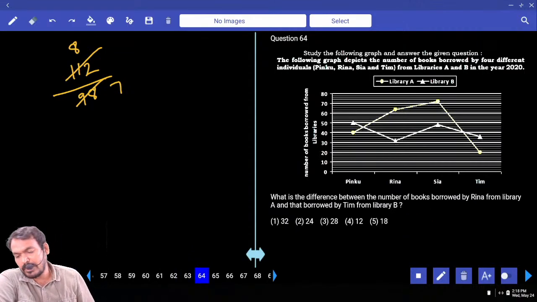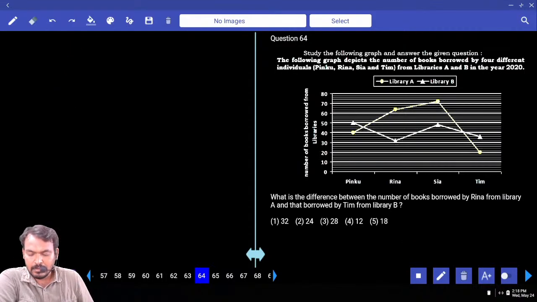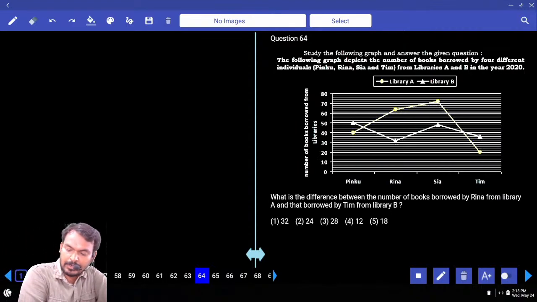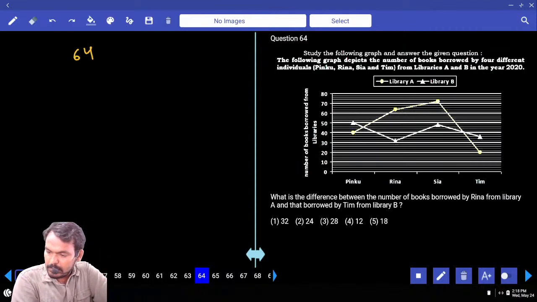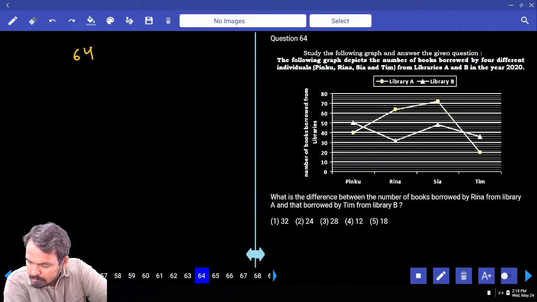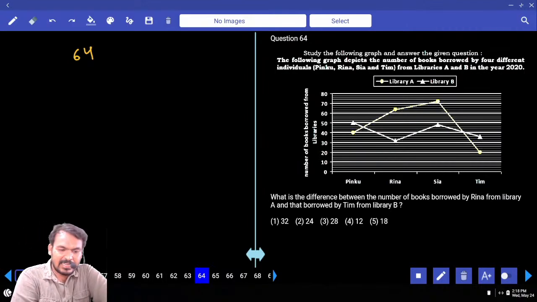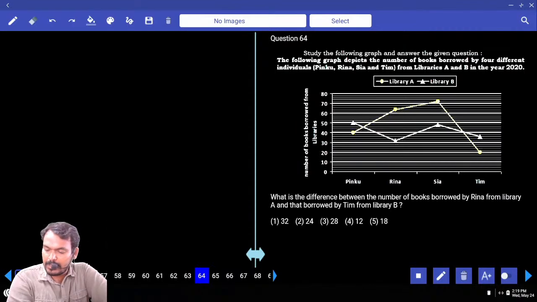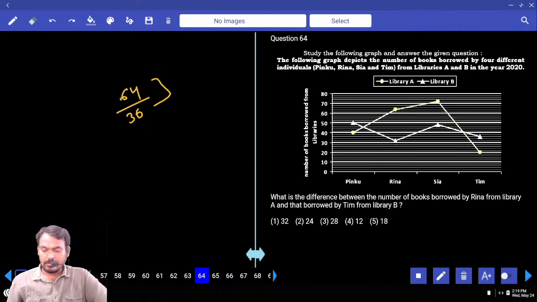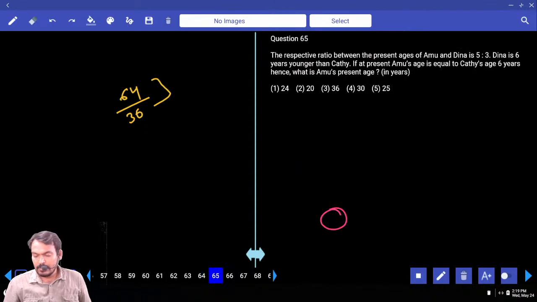What is the difference between the number of books borrowed by Reena from library A and that borrowed by Tim from library B? Reena from library A. What is the Reena value library A? 64. Tim library B, 36 I think. Reena from library A 64, second one 36. Difference we required. What is the difference? 28. 65.